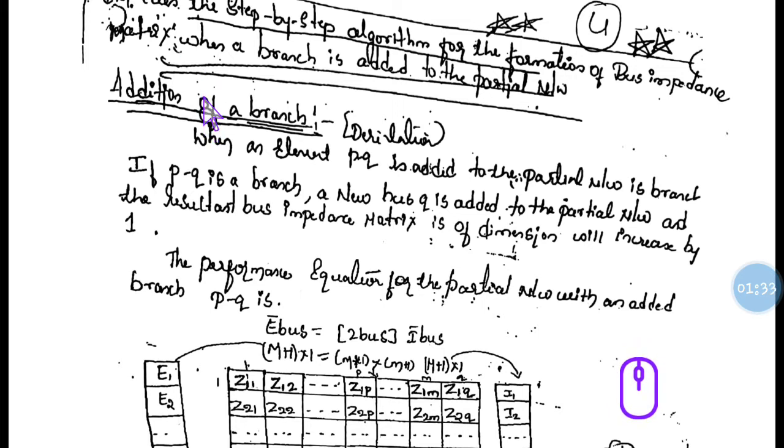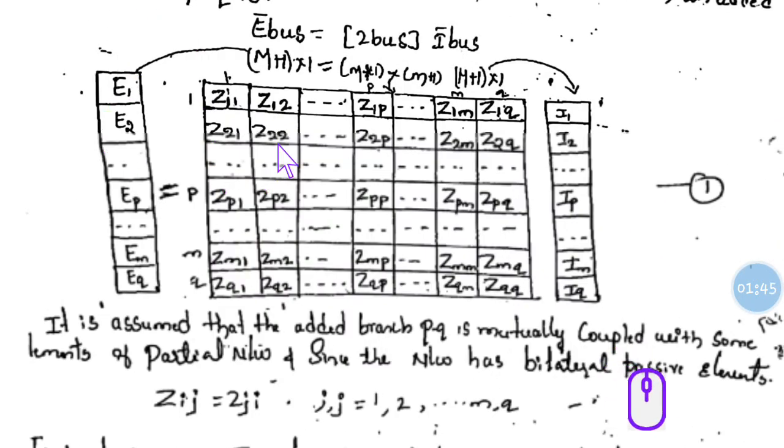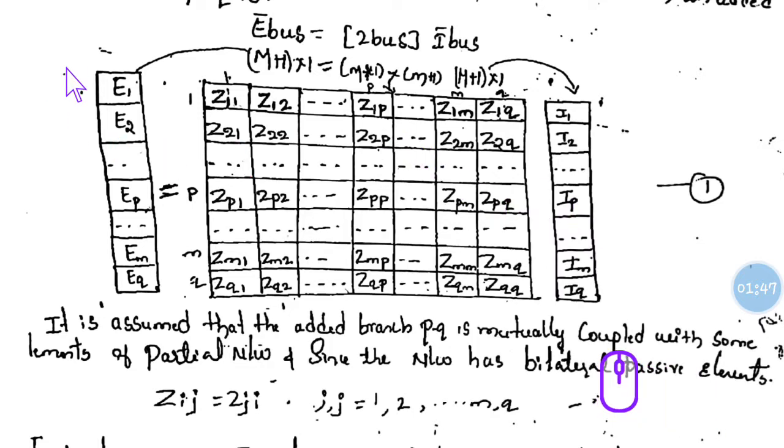First I will derive for the off-diagonal, that is Z of Qi, and afterwards we will go for the diagonal, that is Z of QQ. To derive this, let us take this matrix. As you know, E is equal to Z into I, that is V is equal to Z into I, which is nothing but E bus is equal to Z bus into I bus. I am taking different variables E1, E2, EP up to EM, EQ.